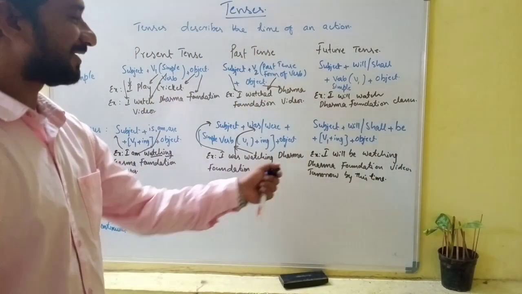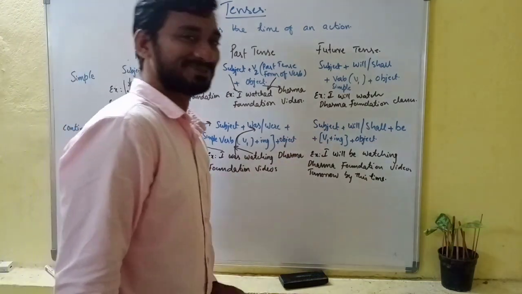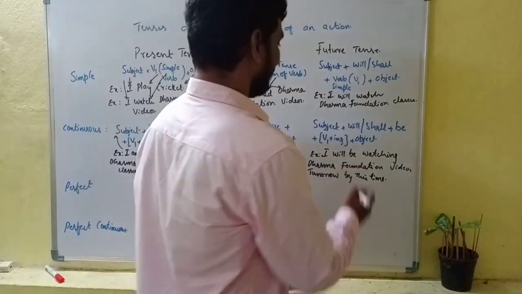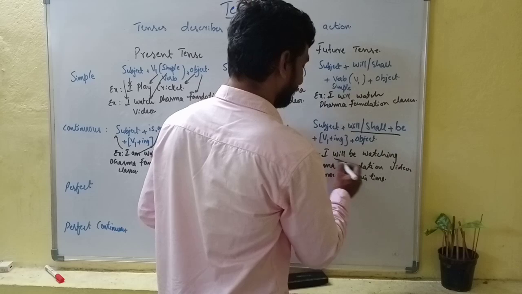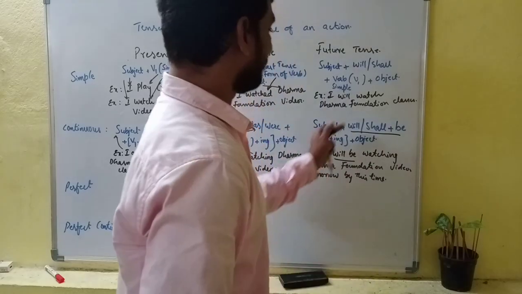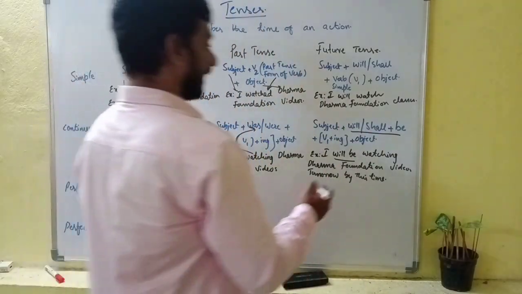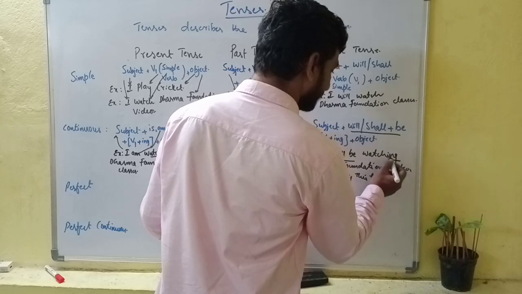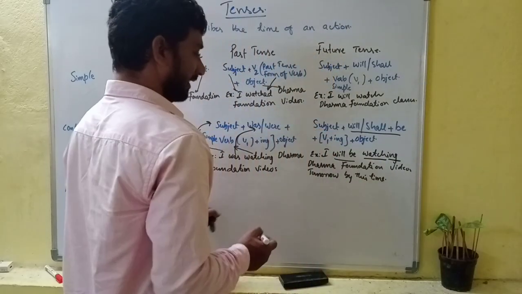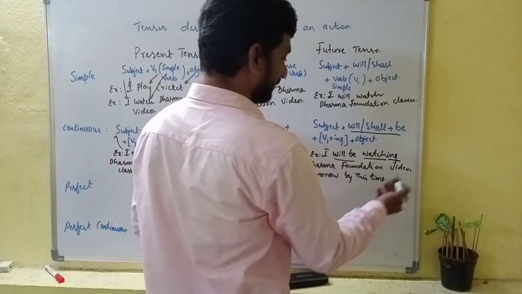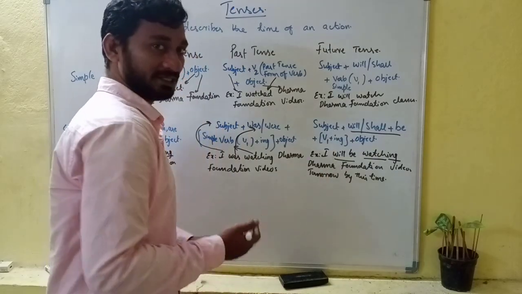So in this example, I represents the subject, and this will be the connecting word. I'm adding ing to the verb watch, and this, Dharma Foundation videos, will represent the object.